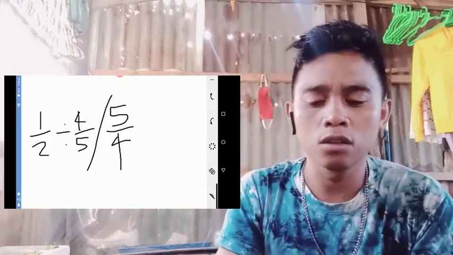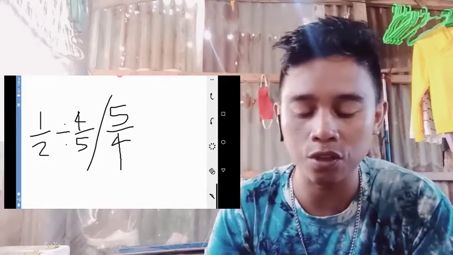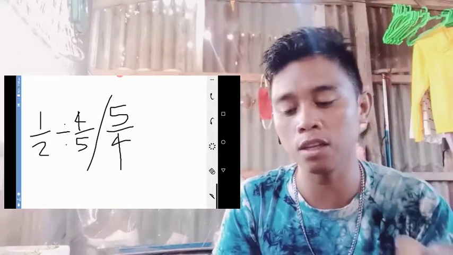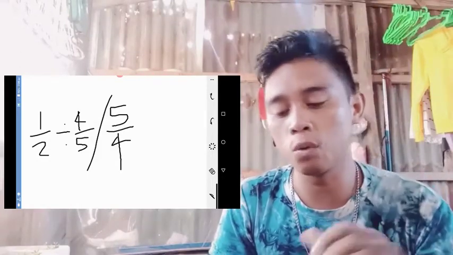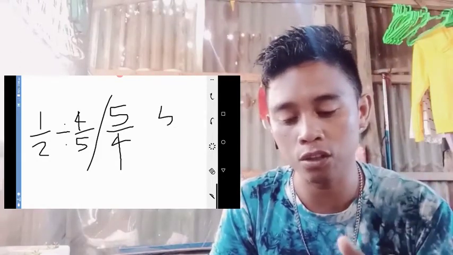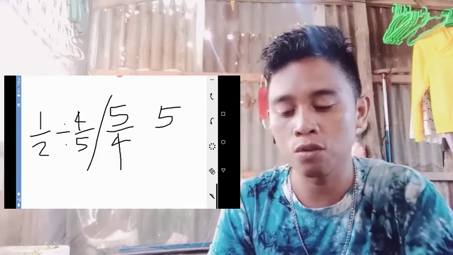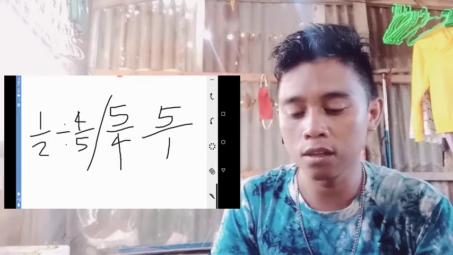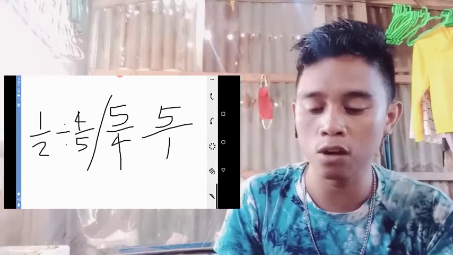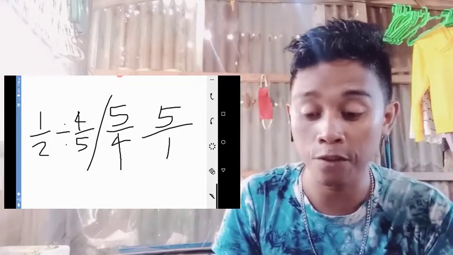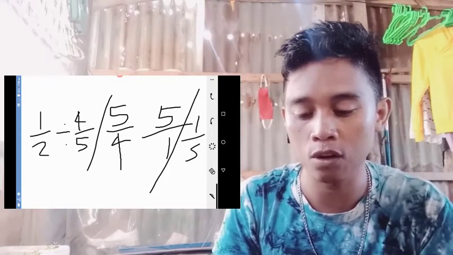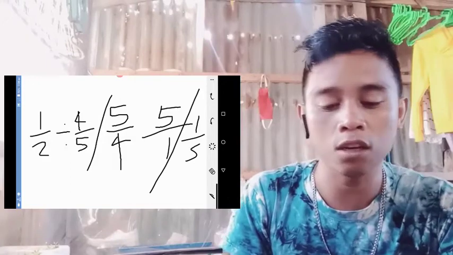What if the second term is a whole number? All whole numbers are understood to be over 1. For example, our second term here is 5. 5 is understood to be 5/1, so the reciprocal of 5/1 is 1/5. So let's go back to our topic.